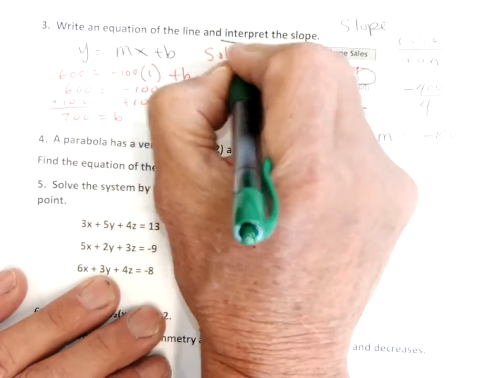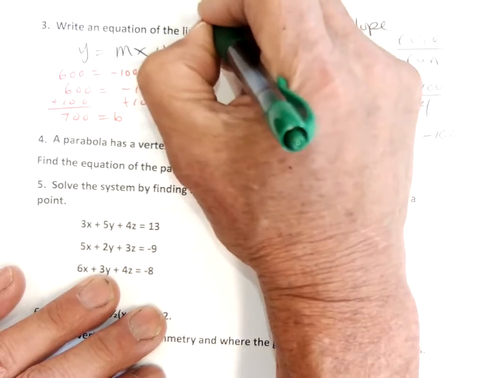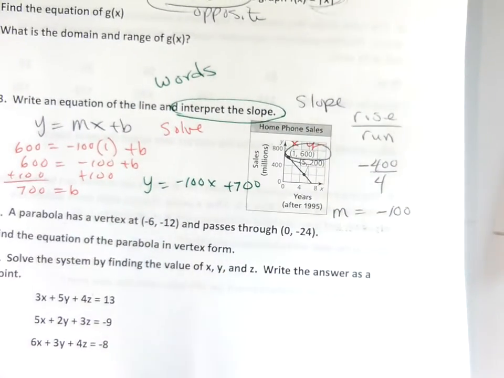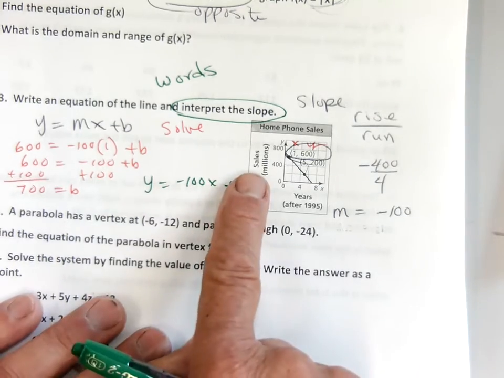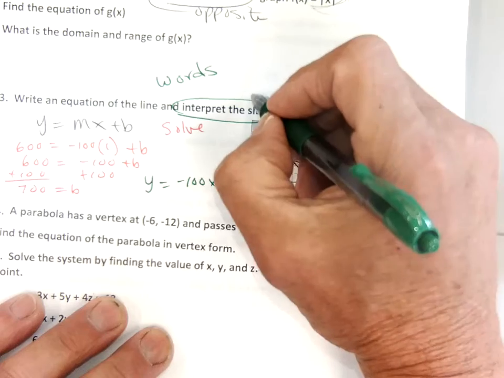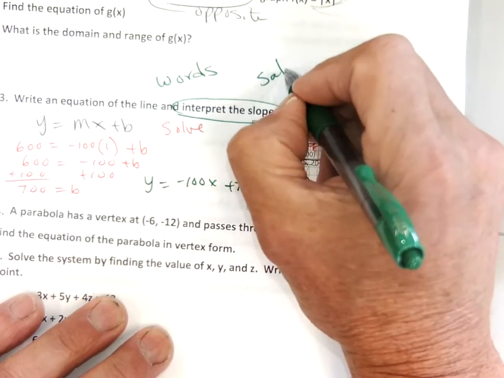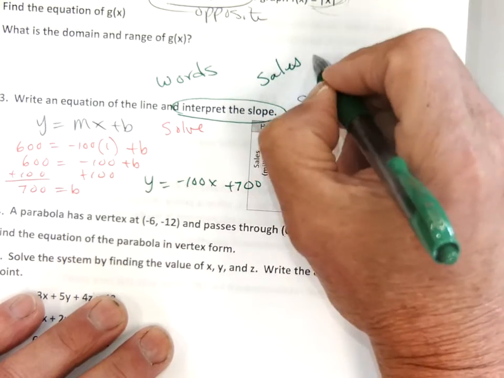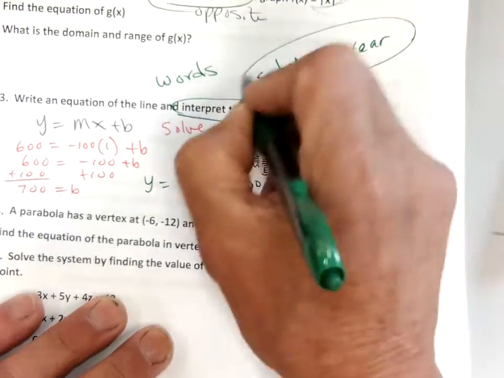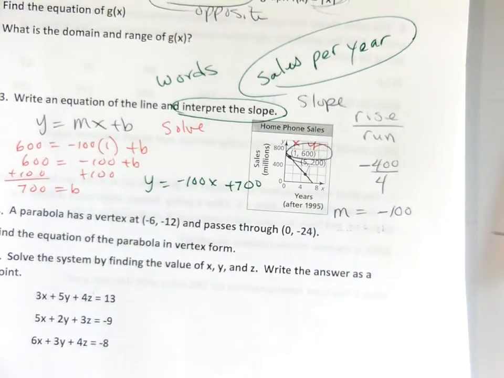Now, interpret the slope. I want words. Write this down. I want words. What words am I going to use? Well, it has to do with sales per year. The words, sales per year. So it's going to be sales per year. And that's what I want, is words. What does slope mean? Sales per year.